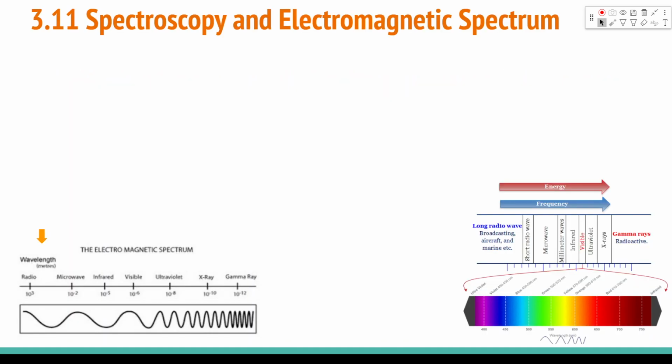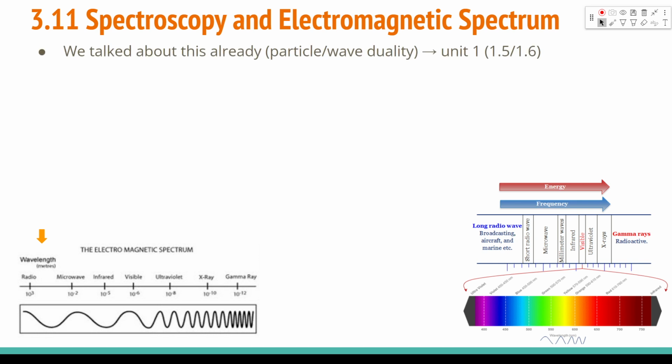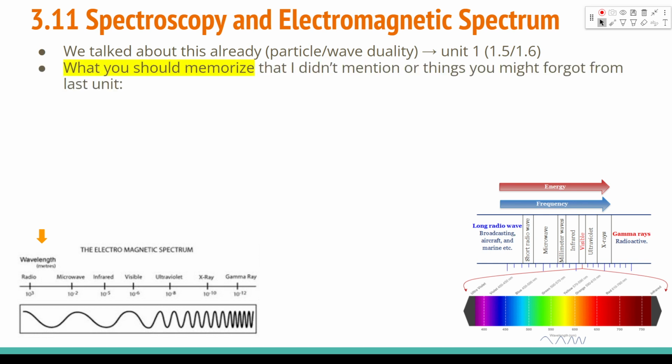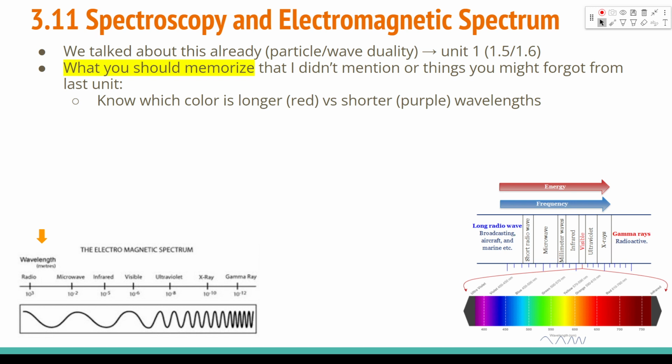Now, we've talked a lot about this already. We talked about the duality of electrons being a particle and a wave, and then there's a couple things you need to know that I either didn't mention or you might have forgotten from Unit 1. So, one thing is you need to know red is longer in wavelength versus purple being shorter. You could see that in this diagram right down here.